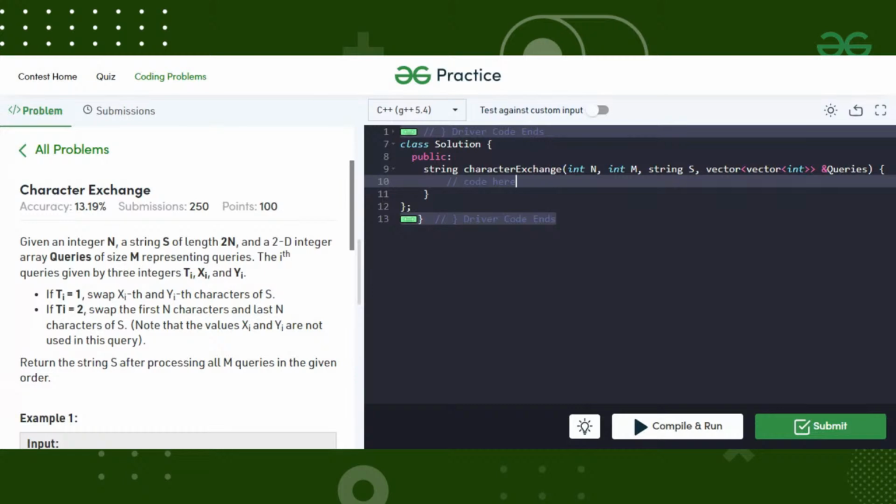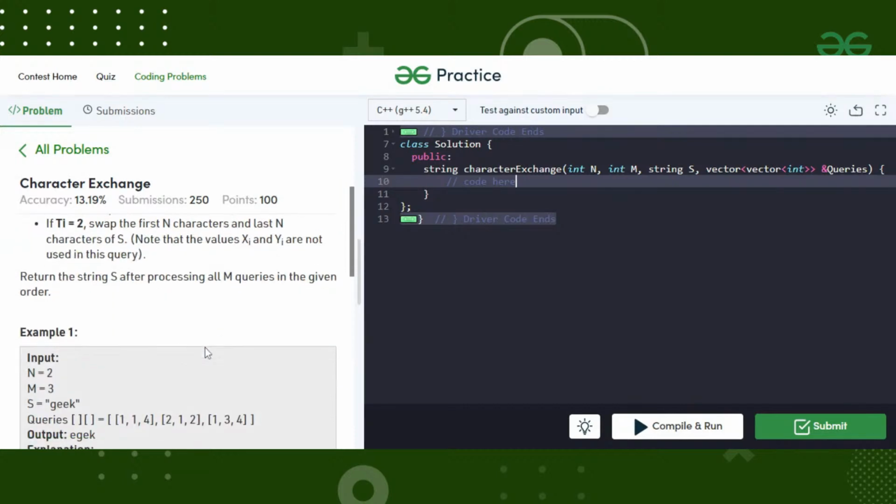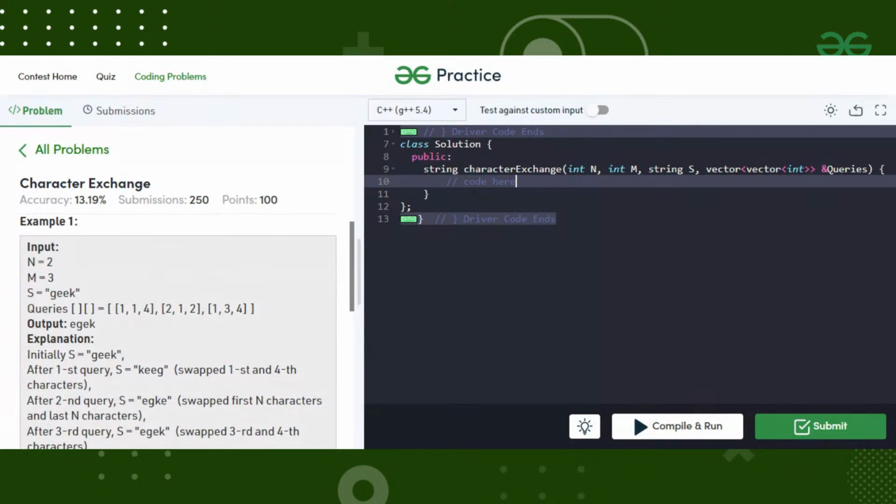Let us now try to solve this question, that is character exchange. The question statement is that given an integer n, a string s of length 2n, and a 2D integer array queries of size m, representing the queries, the ith query is given by three integers ti, xi, and yi. If ti is 1, we need to swap the xith character and yith character of s. And if ti is 2, we need to swap the first n characters and last n characters of s. Now return the string s after processing all m queries in the given order.